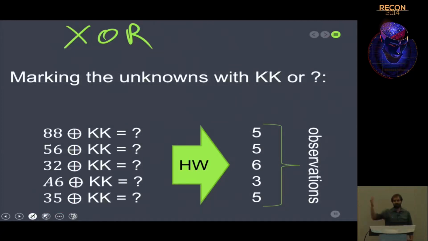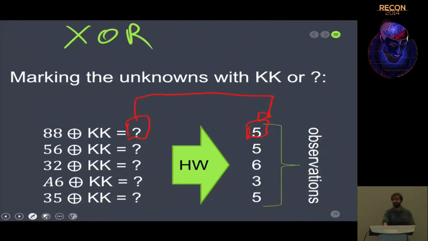88 and it did something with it. I sent hex 56 and it did something with it. But what we can observe is this Hamming weight value here. And this Hamming weight value, remember, is related to that intermediate value. So that's the information we have.